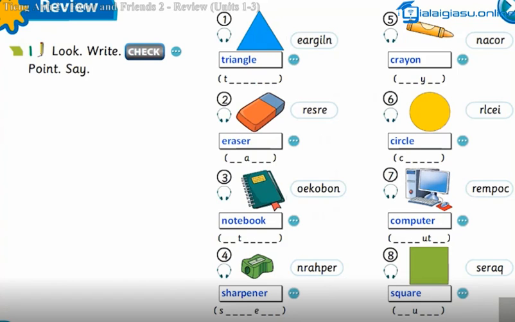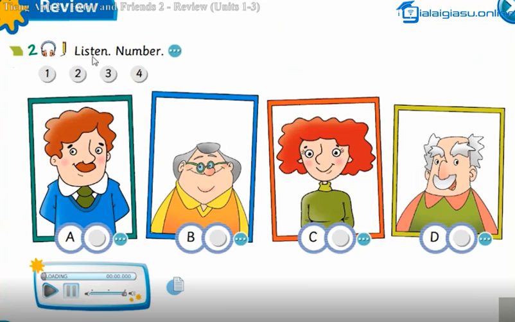Okay, now let's move on to the next part. Mình cùng làm tới phần tiếp theo nha con. In part 2, we will have to listen and number. Listen and number. Đây là những cái số và kèm theo đó là những bức hình. Nhiệm vụ của mình trong bài này là phải listen, mình lắng nghe cái đoạn audio và điền số vào những bức tranh cho thích hợp.